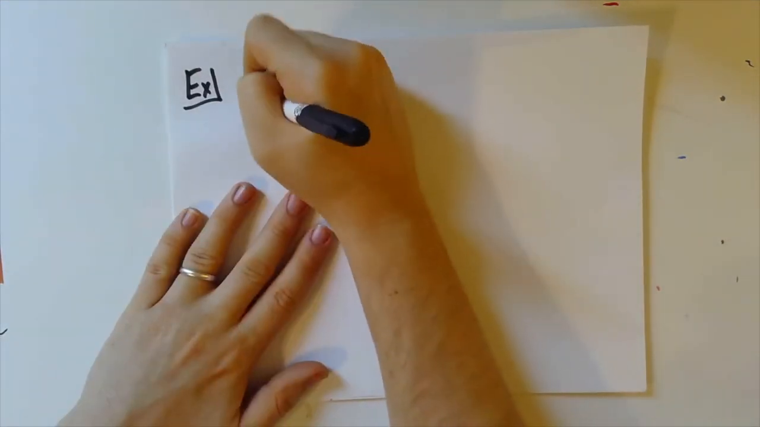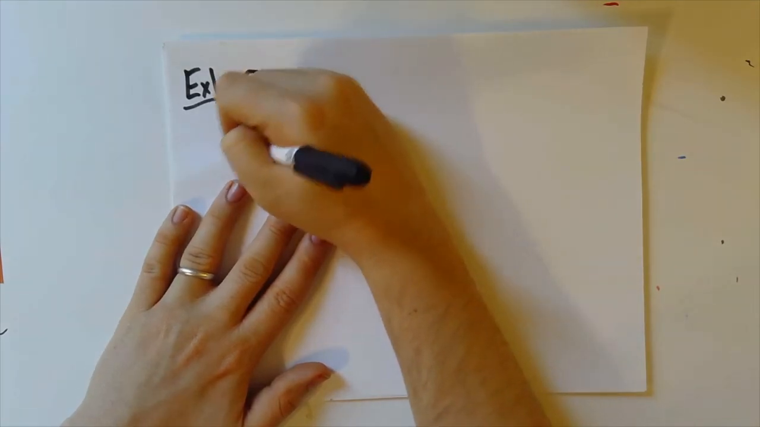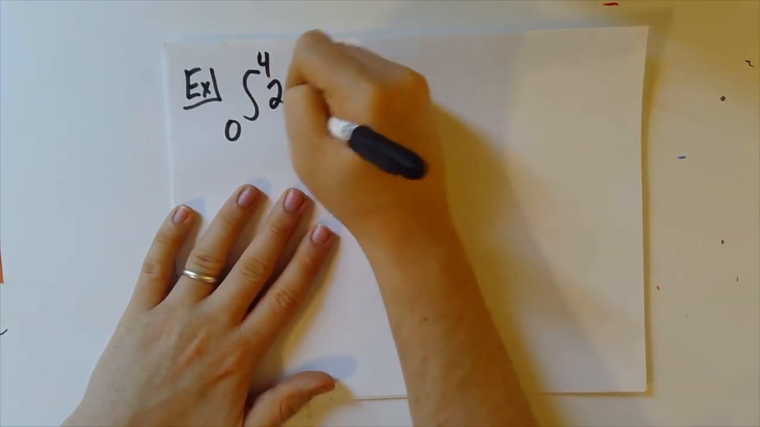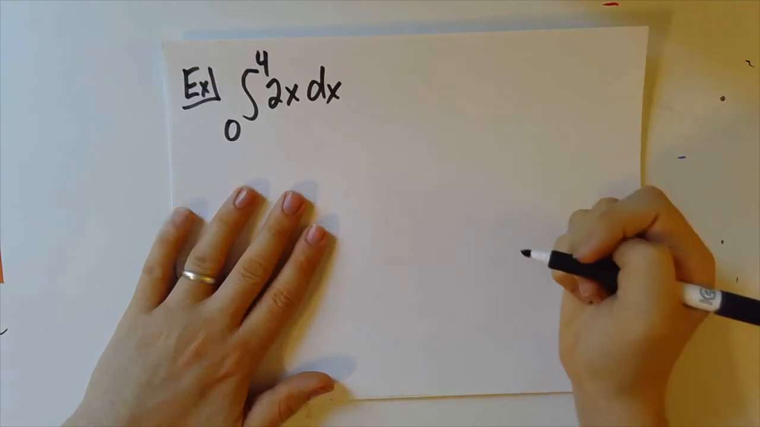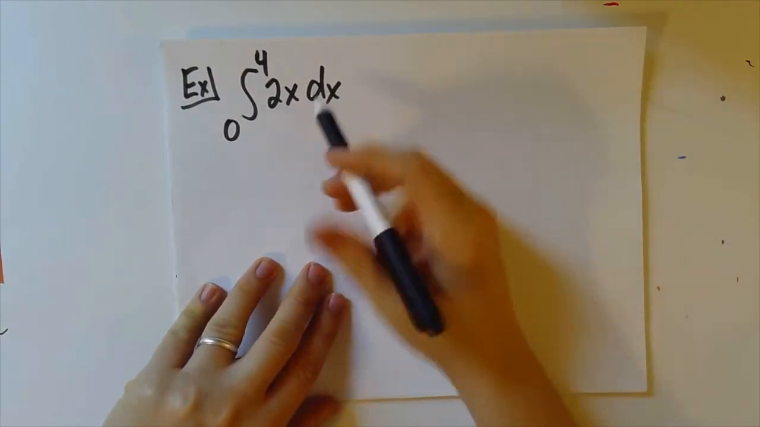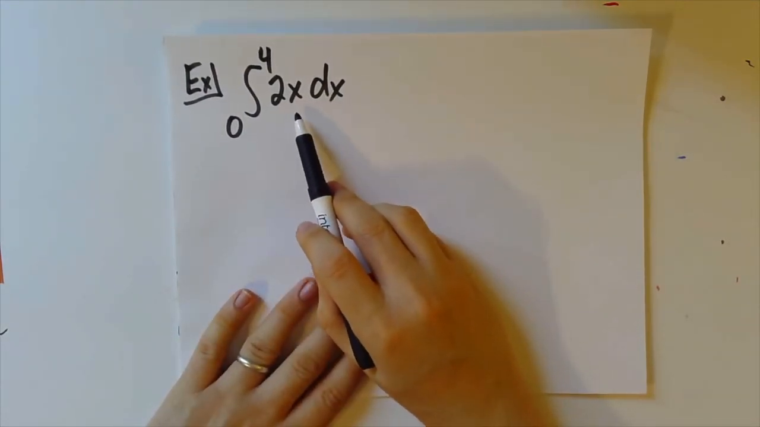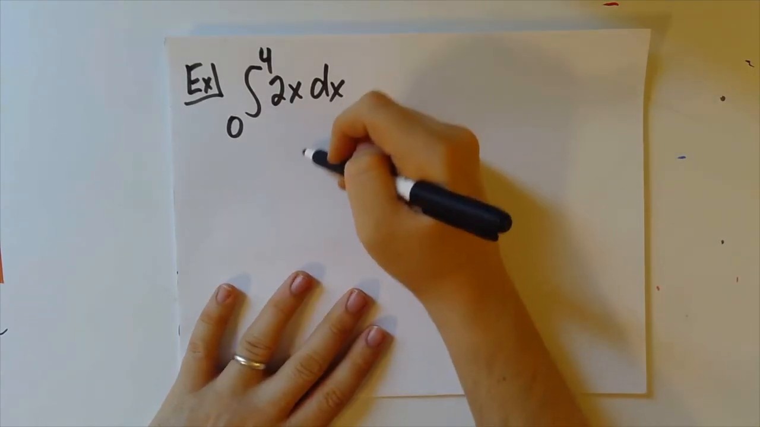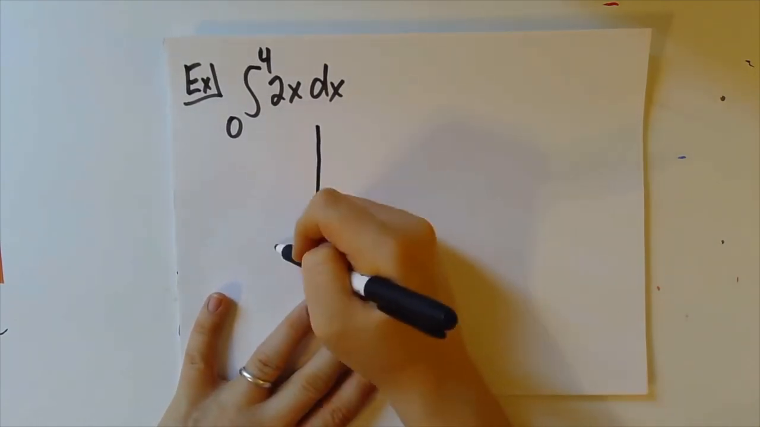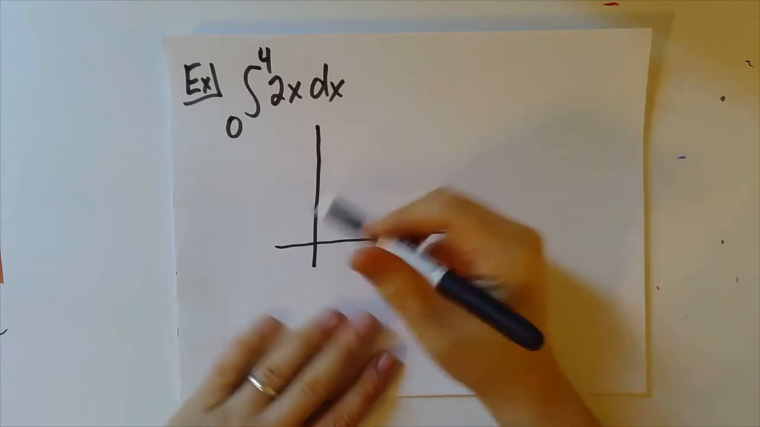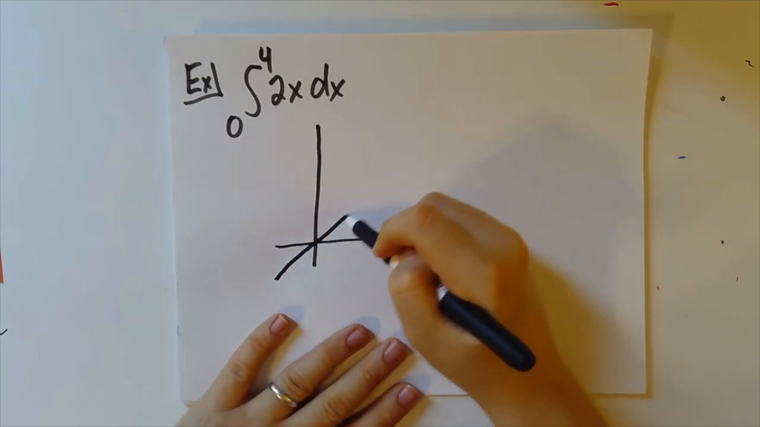So here, I want to do the integral from 0 to 4 of 2x dx. Okay. So this is a line of positive slope through the origin. So I know its graph is going to look, roughly speaking, like this.